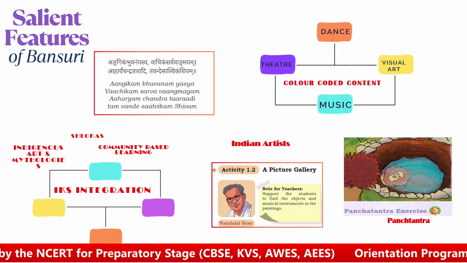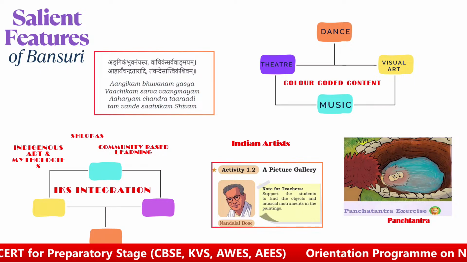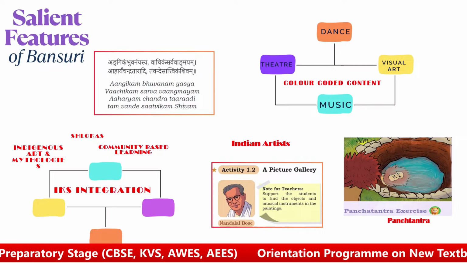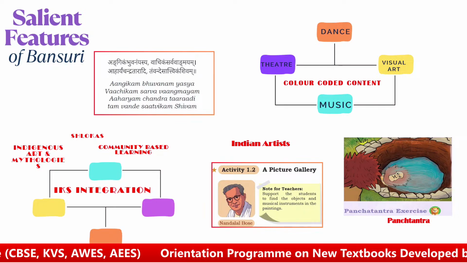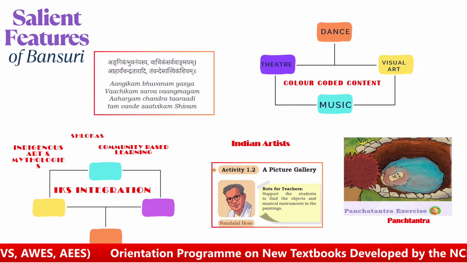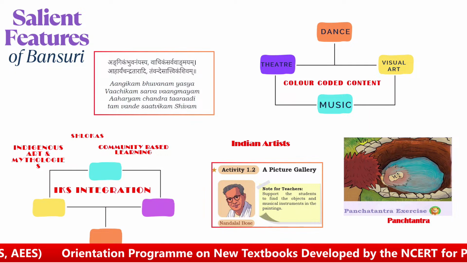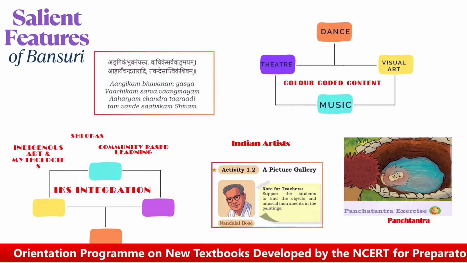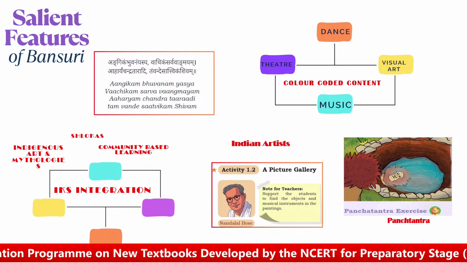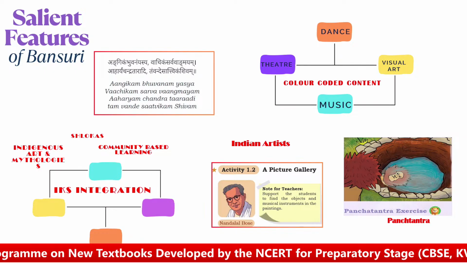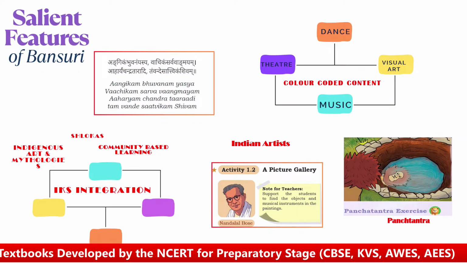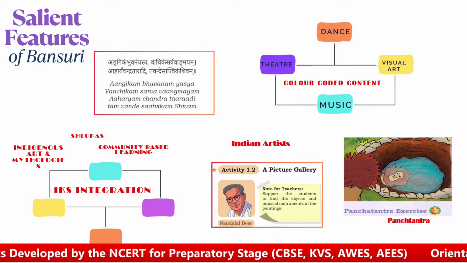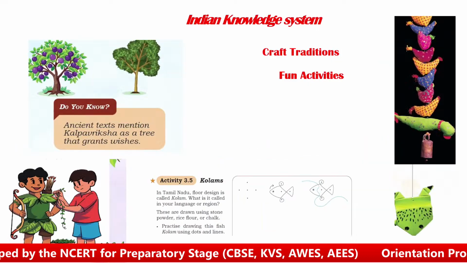Also, the book has music, dance, theatre, visual art, and they are color-coded. Whenever you read the section of dance, it is in orange, theatre is in purple, music is a little blue, sea green, and visual art is yellow. So you will see that the color itself will tell you which subject you will be reading.